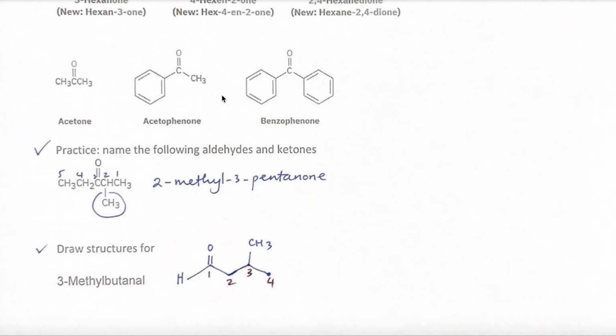There's a popular one that we need to know. That's acetone, which is dimethylketone. Methyl on the left, methyl on the right. Dimethylketone, known as acetone. Methyl on the right, phenyl on the left, we call this acetophenone or methylphenylketone. With benzene on both the left and right of the ketone, we call it benzophenone. Benzophenone, very nice, right?